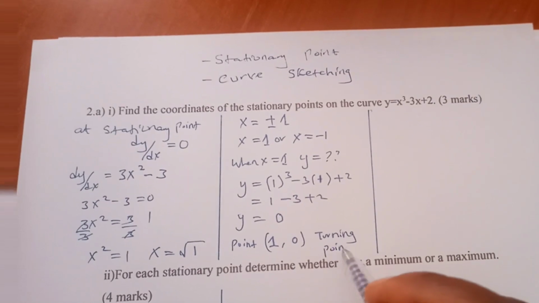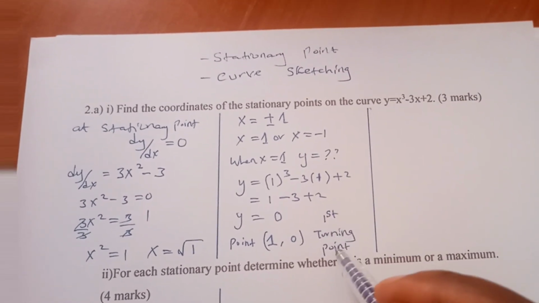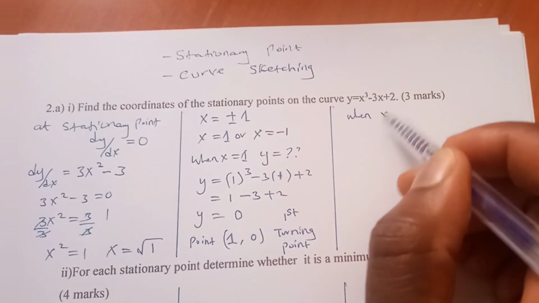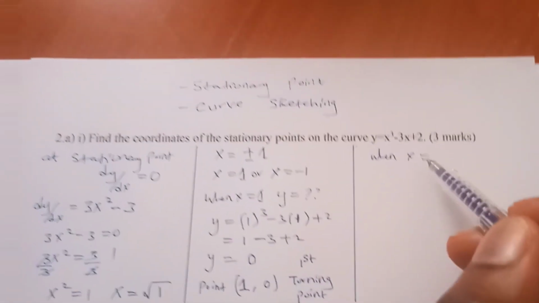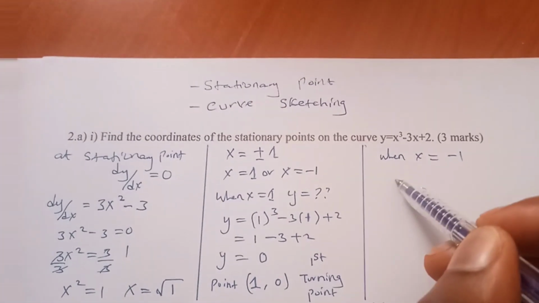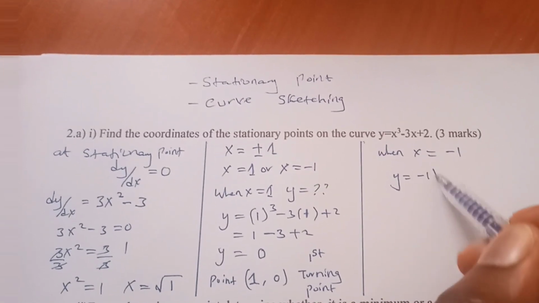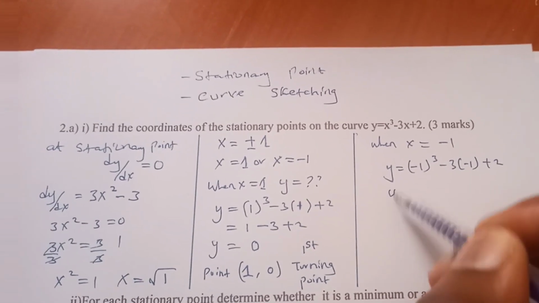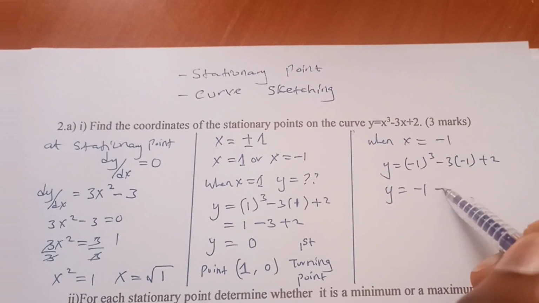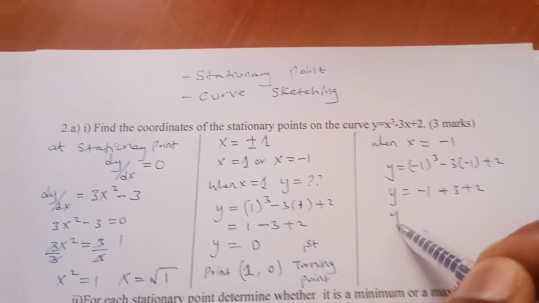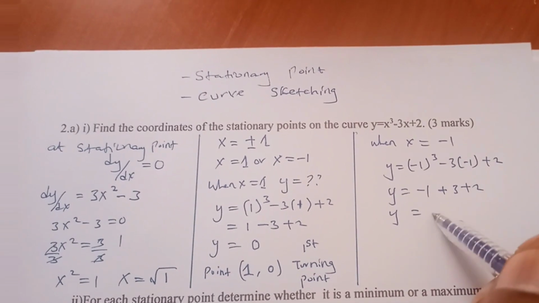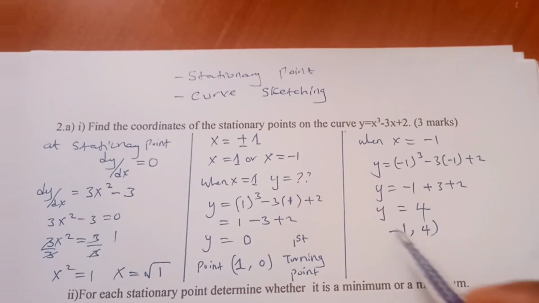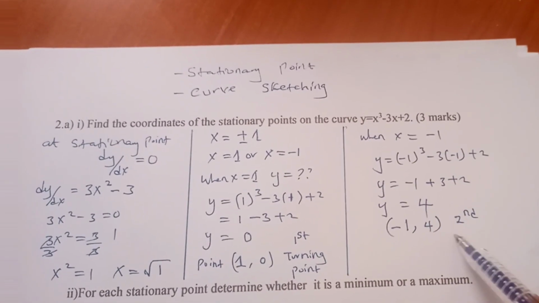So this is a turning point, the first turning point. When x is negative 1, what will be the value of y? Again, we substitute x being negative 1. So negative 1 cubed minus 3 times negative 1 plus 2. These will be negative 1 plus 3 plus 2, and we find the value of y being equal to 4. So the point will be (-1, 4), the second stationary point.